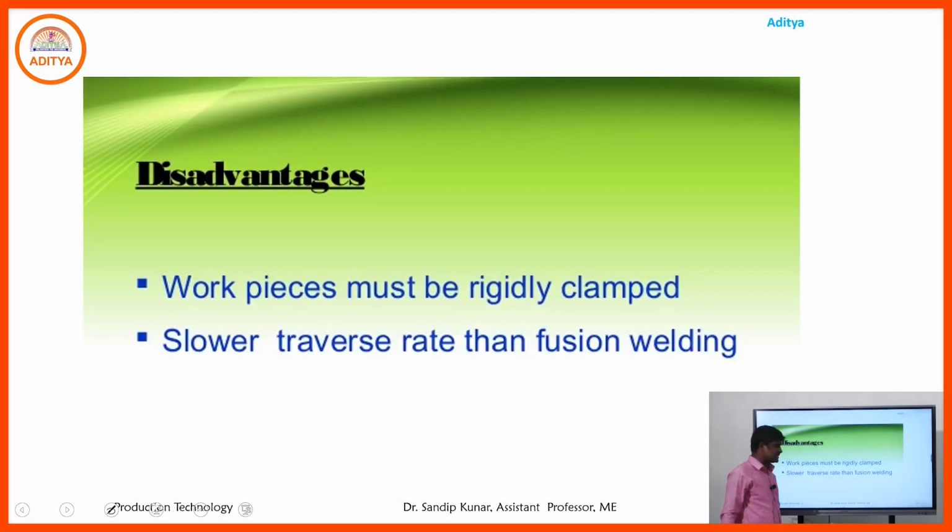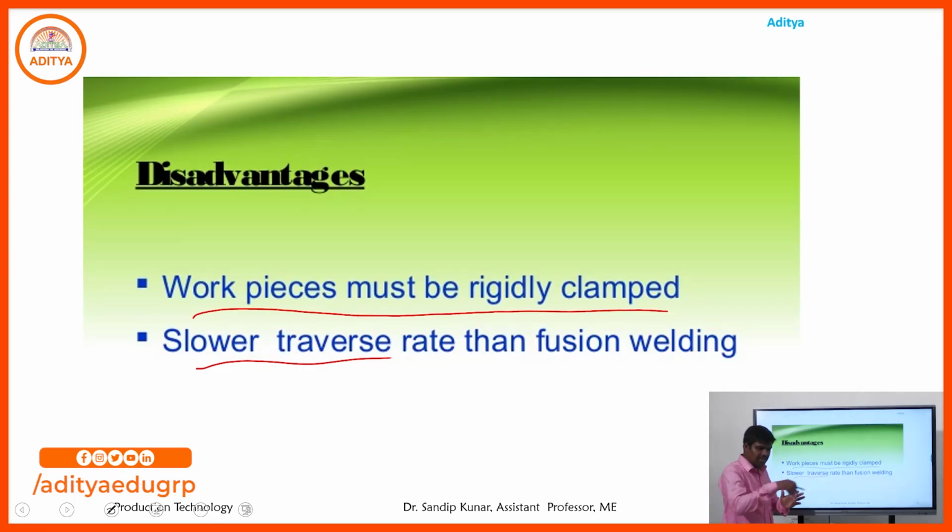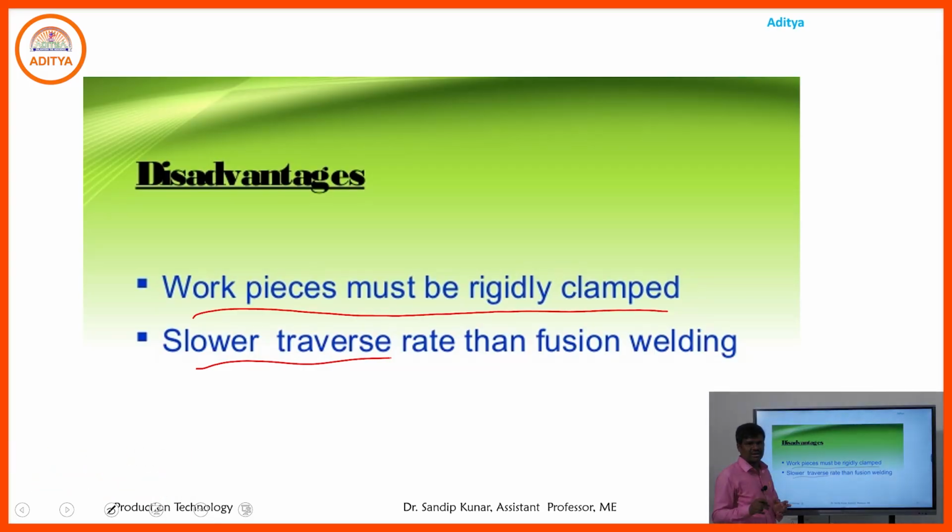What are the disadvantages? First, where we want to join two metal plates, the clamping of the plates must be rigid and strong. Second, the welding rate is slower; the traverse rate is lower than fusion welding. In fusion welding we create a molten state at the weld and it is done very easily, but here the welding speed is less than fusion welding.